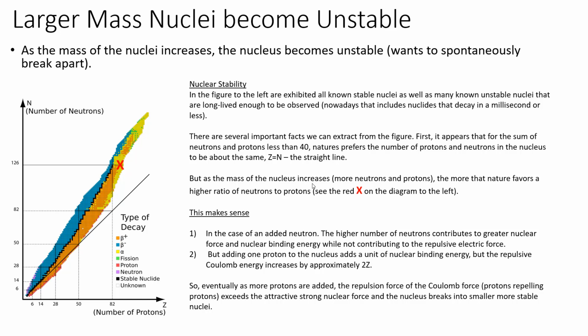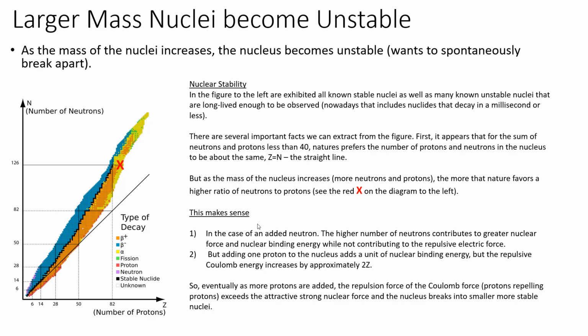But as the mass of the nucleus increases, in other words, more neutrons and protons, the more that nature favors a higher ratio of neutrons to protons. So if you pick a point here, this would be stable. You see the dark black line here. So this would have 82 protons and far more neutrons. This would not be stable. So 82 protons and 82 neutrons, for larger mass nuclei, you don't see them.